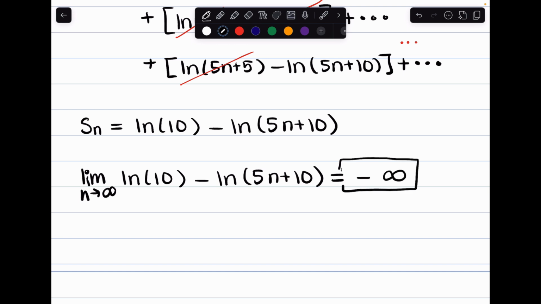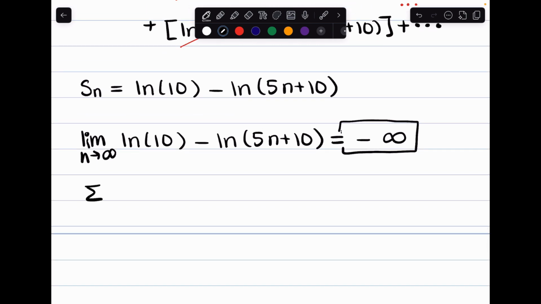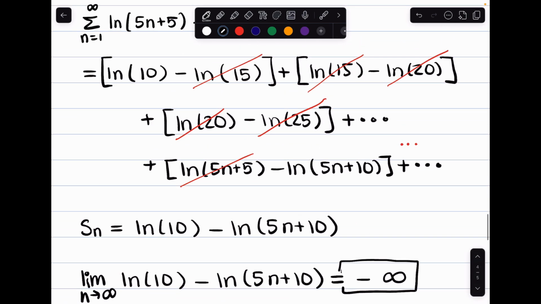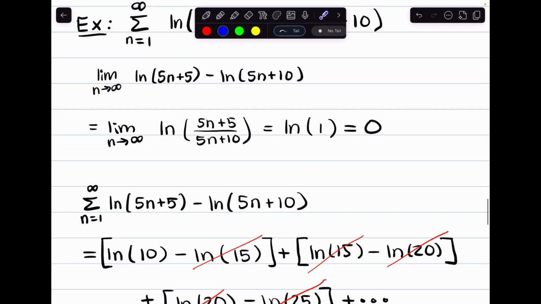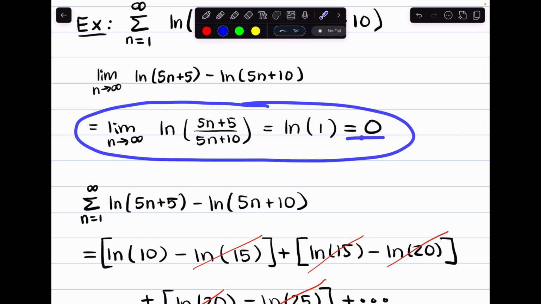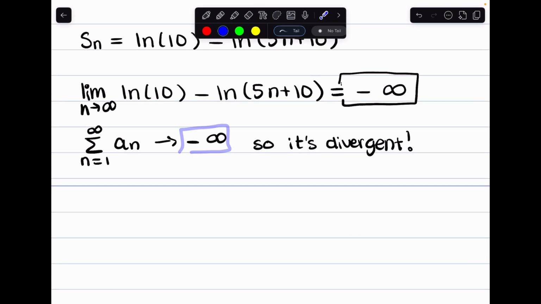So that's where our nth partial sum is going as n goes to infinity, which lets us know that this series, I'm just going to write a sub n, is tending to negative infinity. So it's divergent. Even though if we look at what's happening to our terms here, our terms are going to 0, our sum is still going to negative infinity.